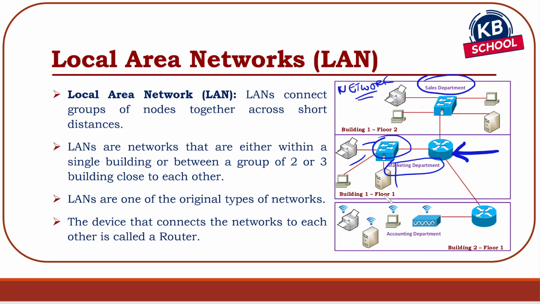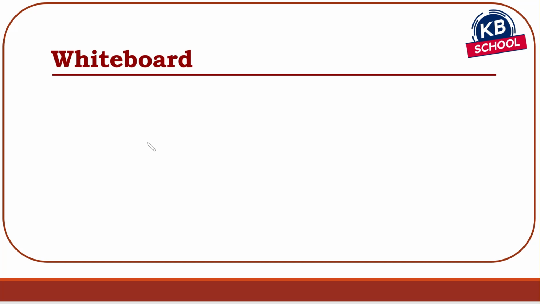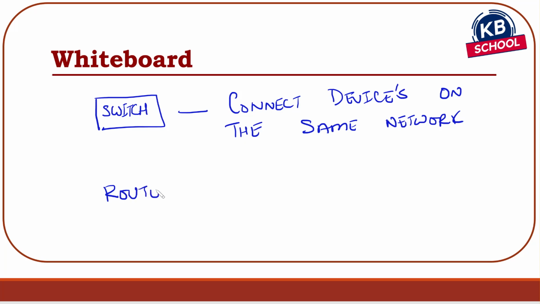If I want to connect the sales network to the marketing network, allowing them the ability to talk to each other, I would need another device that connects two different networks to each other. Just to give you a definition of the two devices, these two make up the core of any network that you have. Generally, you're going to have two major devices. One is your switch, which allows you to connect devices on the same network. And then you have another device, which is called a router. The functionality of a router, generally depicted as a circle, is to connect networks to each other.